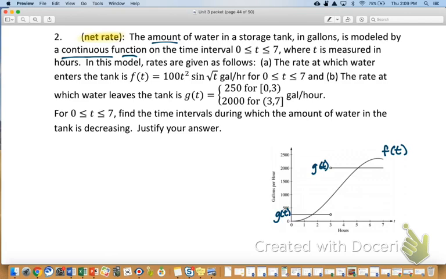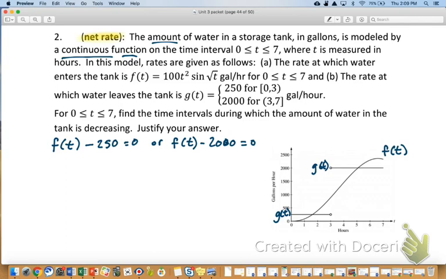So check this out. Here's what we would do. If I'm trying to figure out where the amount of water is decreasing, I want to find out where amount prime is negative. So wouldn't it be useful to find out where amount prime is 0? I've got to do this in two pieces. I would say f of t minus 250 equals 0, or f of t minus 2000 equals 0.